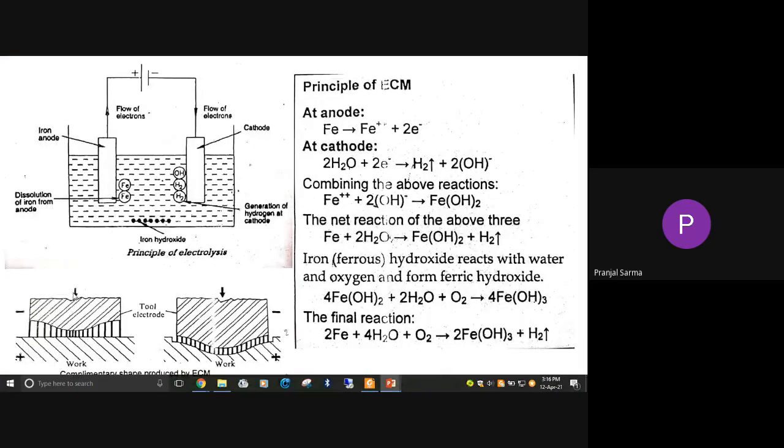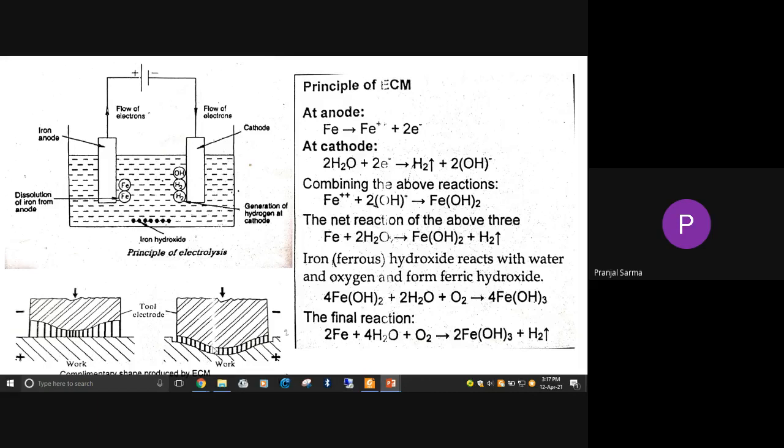As you can see, here the tool and the workpiece are two electrodes in our case. The tool will be negatively charged, that means it is the cathode. The workpiece we are making the anode, and the dissolution of the workpiece material will happen from this anode.